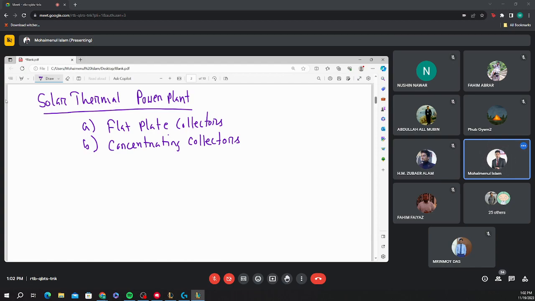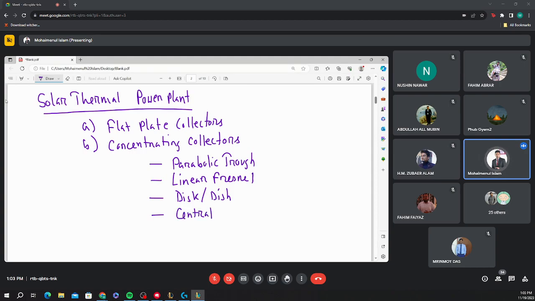I can provide the types. Number one is parabolic trough type. Number two, maybe Fresnel lens type or linear Fresnel. Number 3, disk type, we can say. You know the dish antenna, disk or dish type, whatever. And another is central receiver type, okay? Heliostat or central receiver.